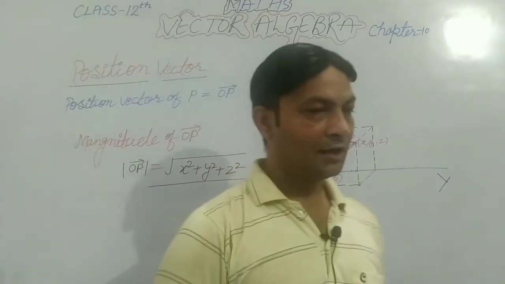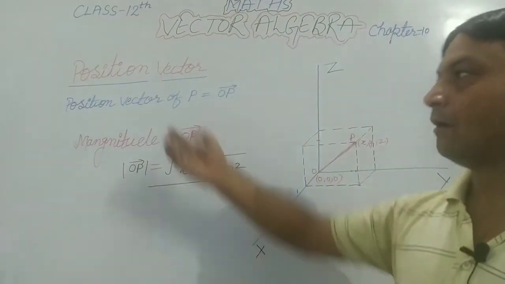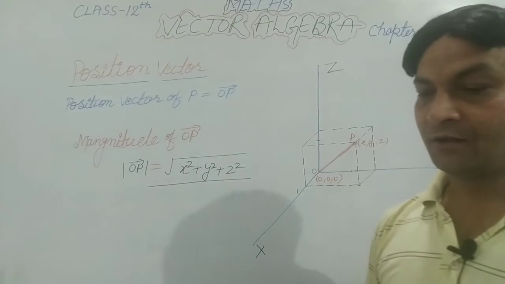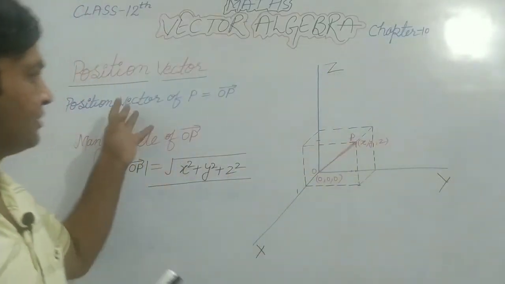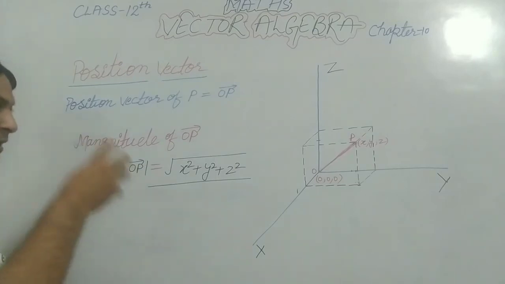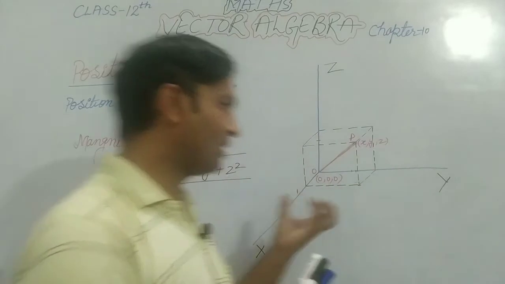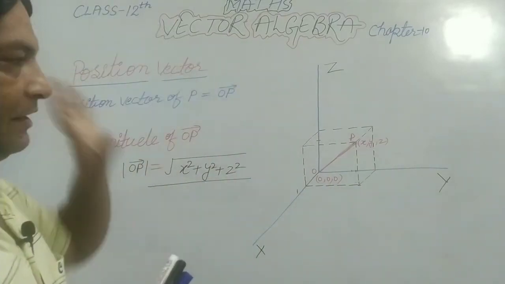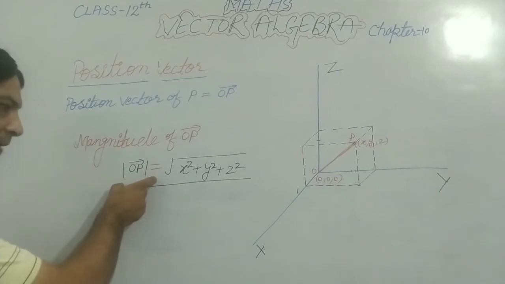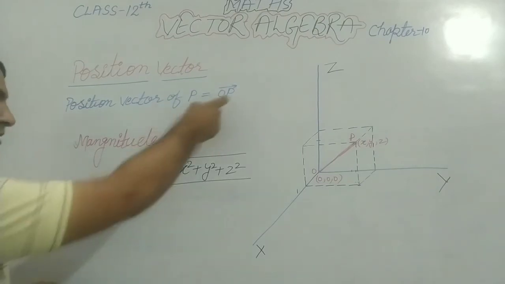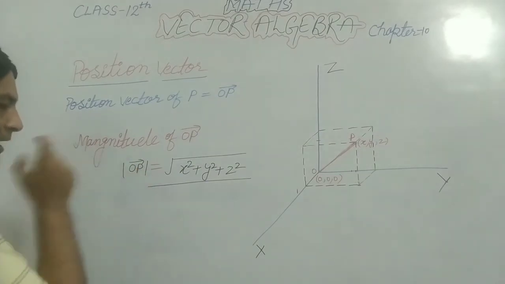We will discuss only what a position vector actually is over here. We will discuss more about the position vector later. So this is the position vector of point P, and this is its magnitude.